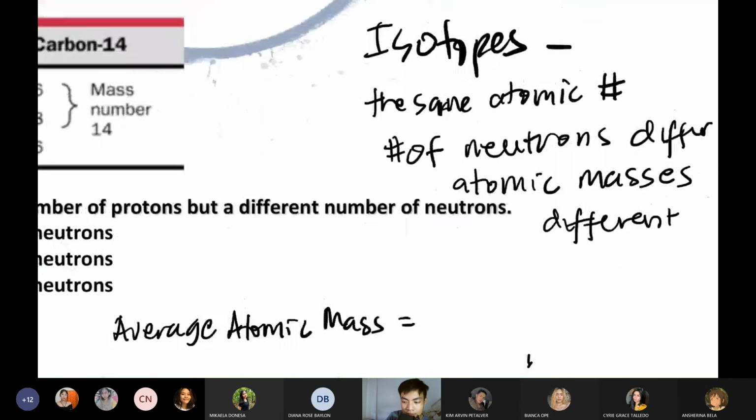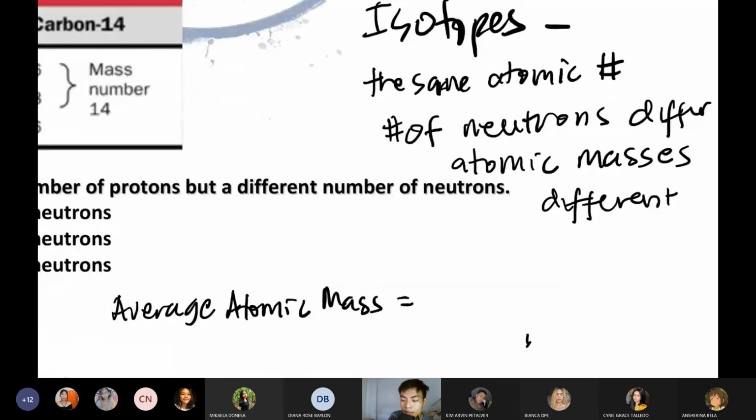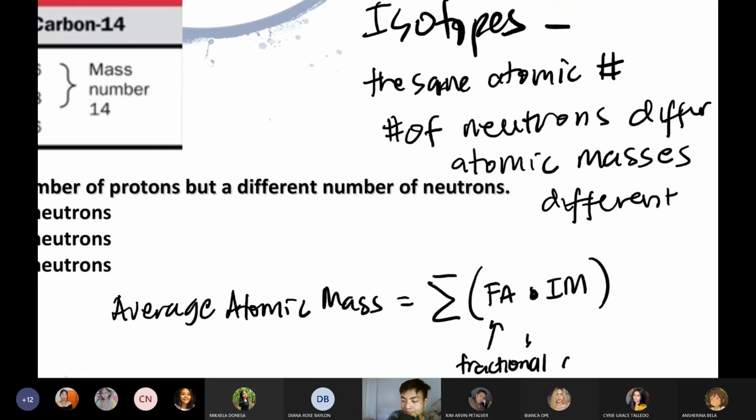So ano yung equation nun? Ito, next meeting natin to gagamitin. So ano yung equation natin for average atomic mass? That is the sum of the fractional abundance times the isotope mass. FAIM. Okay? So, ano yung fractional abundance? Yan yung percent ng element na to overall.